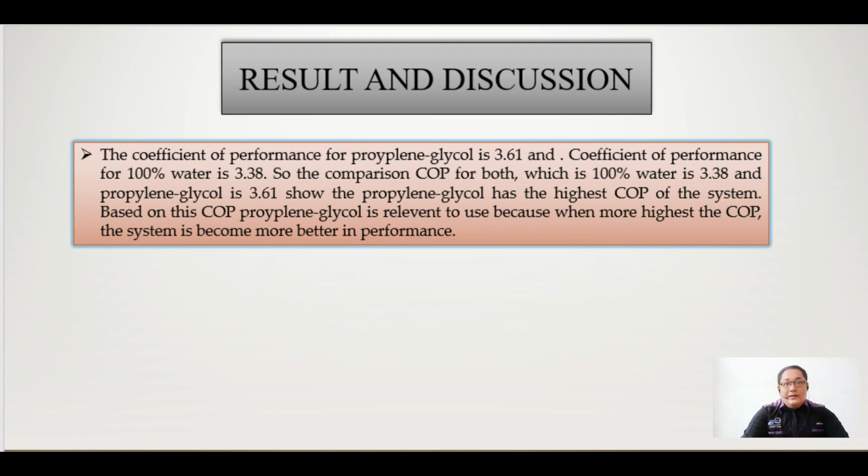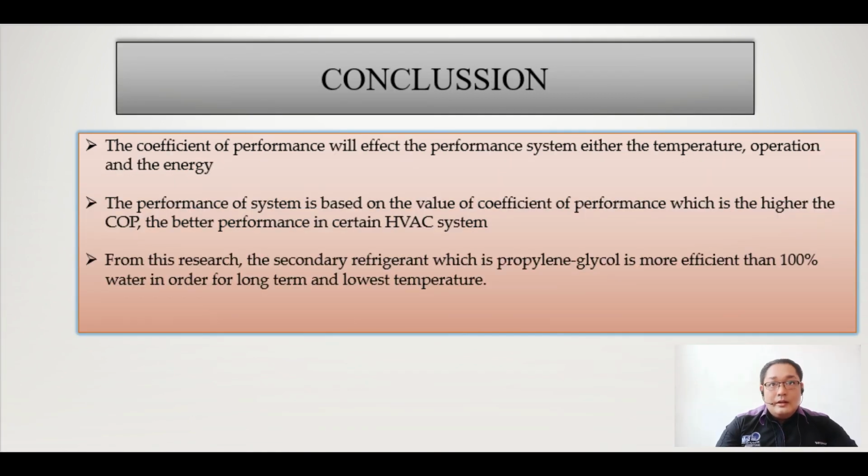Based on this, propylene glycol is relevant to use because the higher the COP, the better the system performs. Conclusion: the coefficient of performance will affect the performance of the system, including the temperature, the system operation, and also the energy. Second, the performance of the system is based on the value of the coefficient of performance, which means the higher the COP, the better the performance in a certain HVAC system. COP is very important for a big system such as a chiller unit.